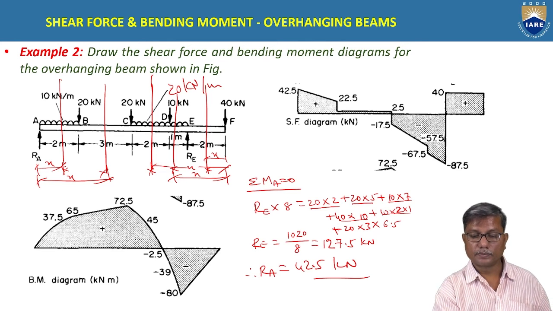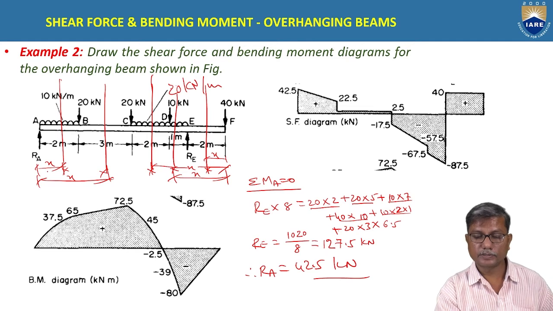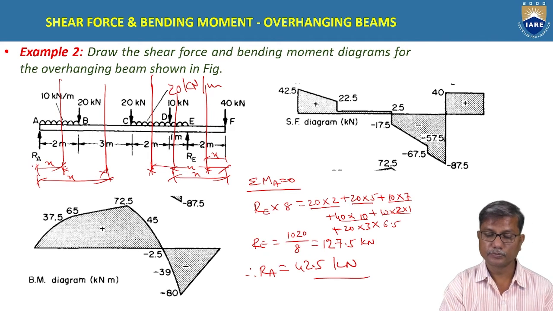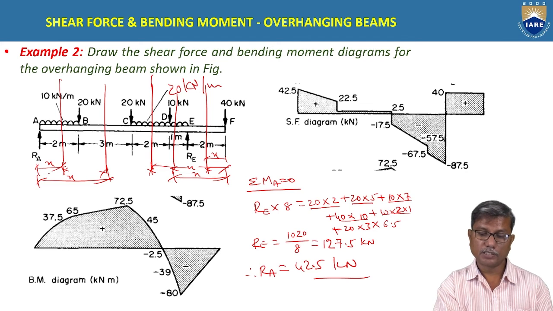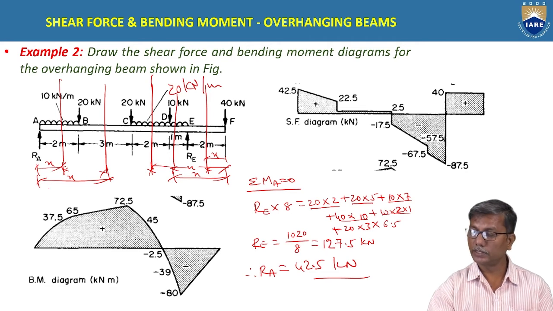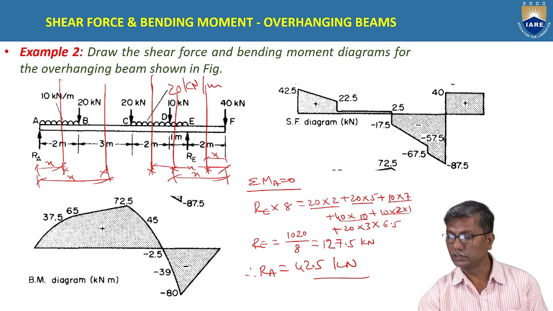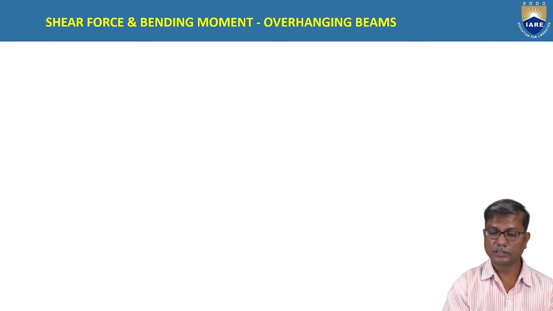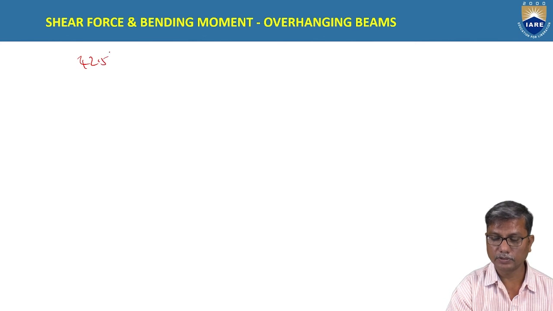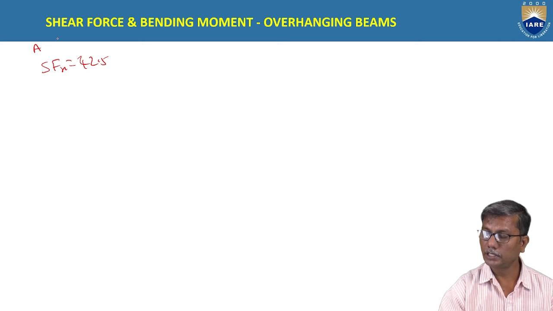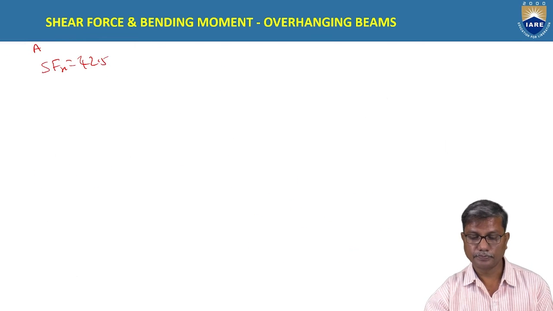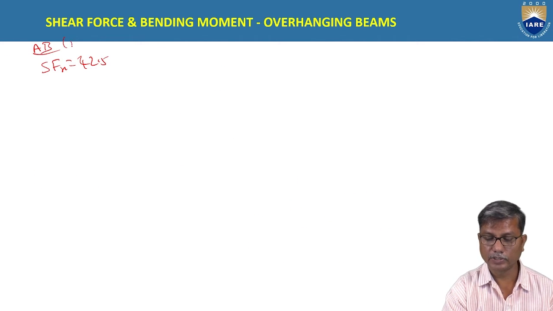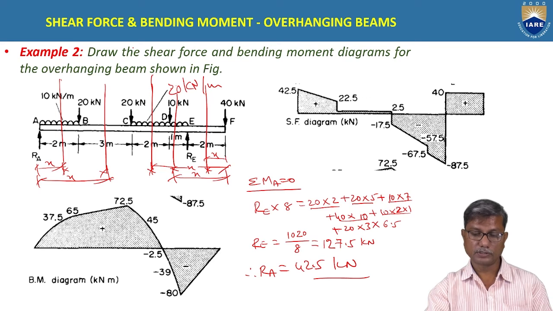So considering section 1, the shear force at X is RA minus 10 into X. Left side upwards is positive and downwards is negative. So what is RA here? 42.5. This is the shear force at X between portion A, B, and X varies from 0 to 2. The limits for X are 0 to 2.